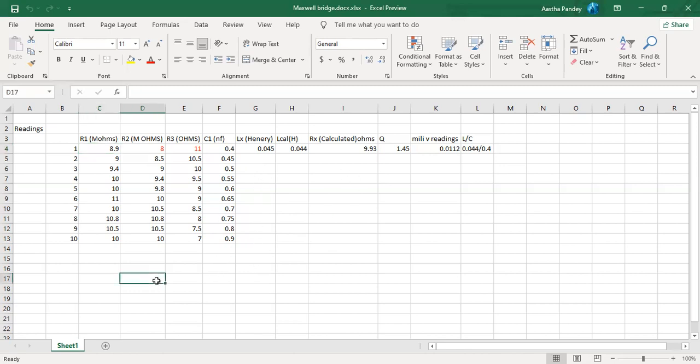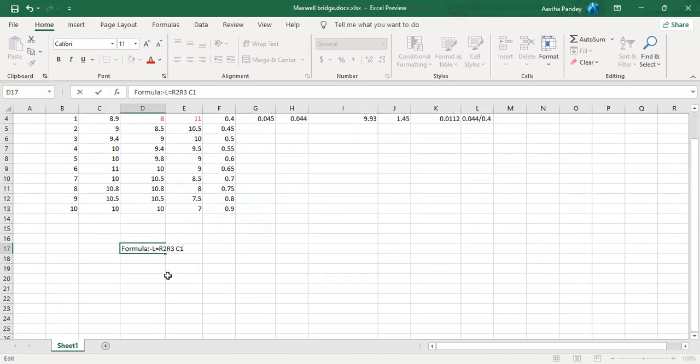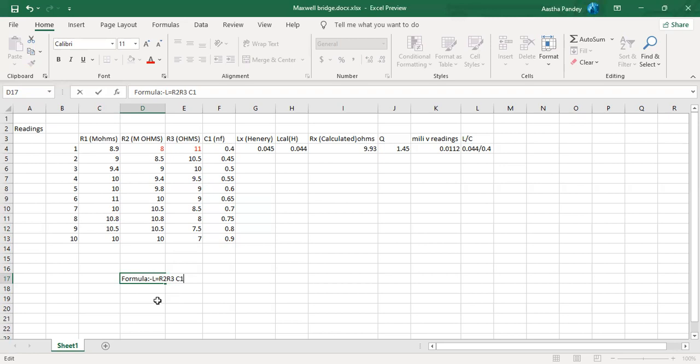But for the safer side, you have to write the formula. So during the exam, you have to write the formula for L. So as you said, the formula for L is what? What is the formula for L? Just now you said, no? The formula for L is R2, R3, C1. So all of you please pay attention here. This is your formula: R2, R3, C1.